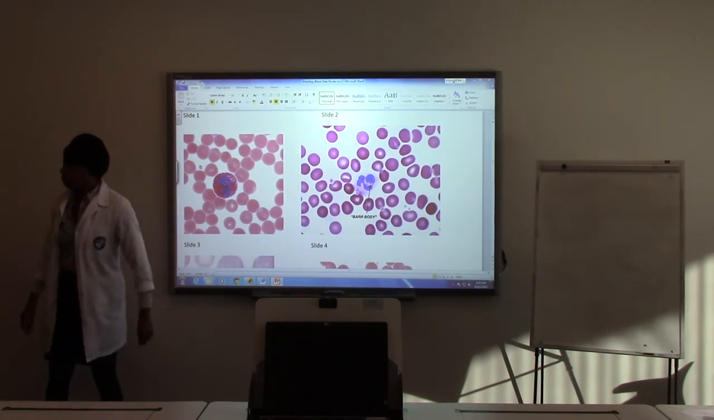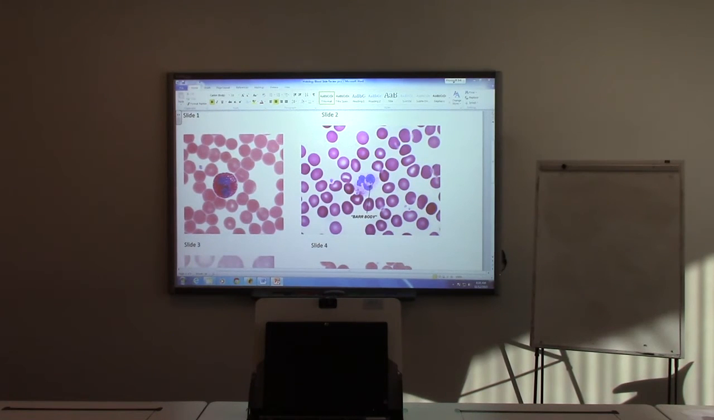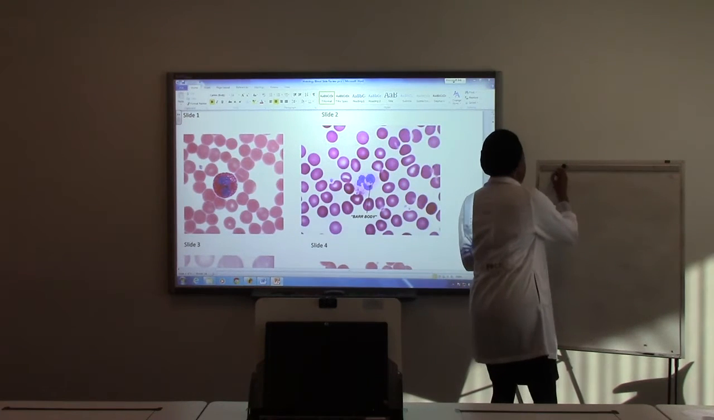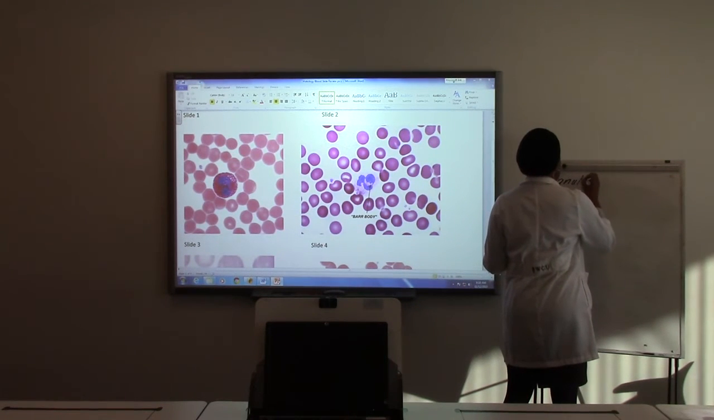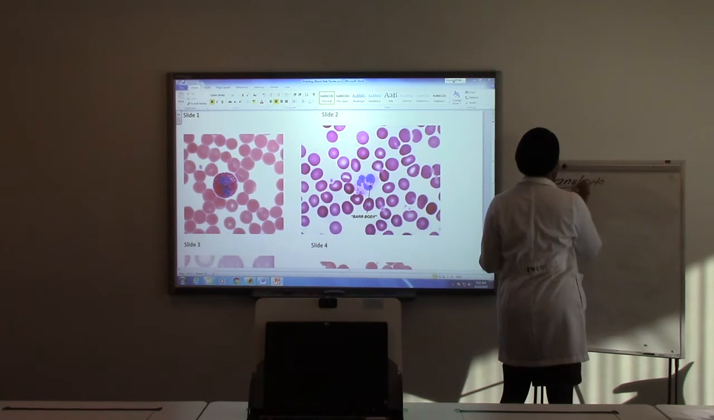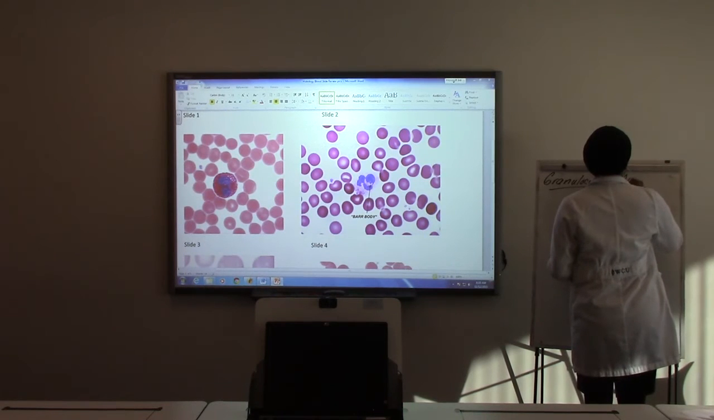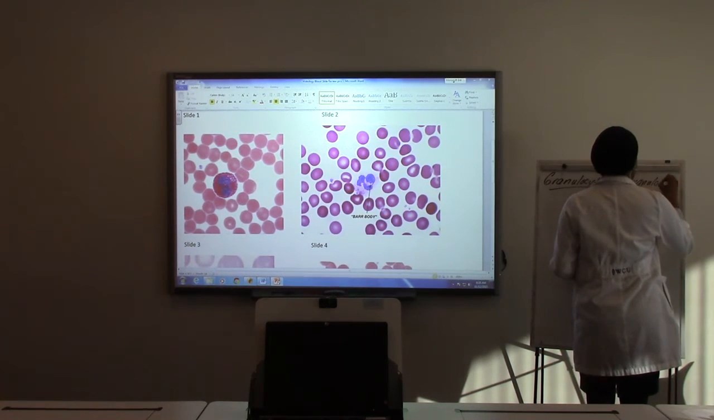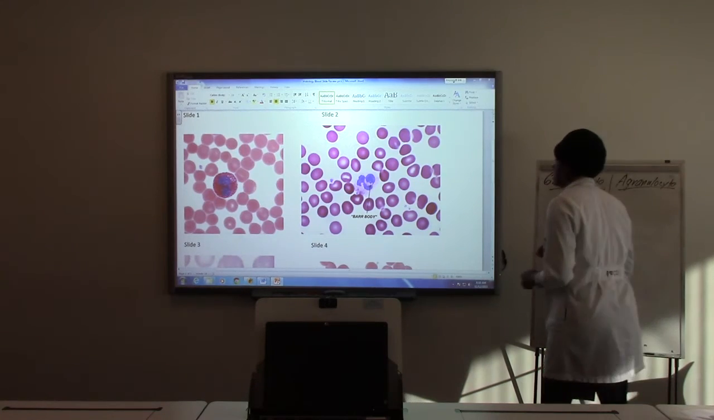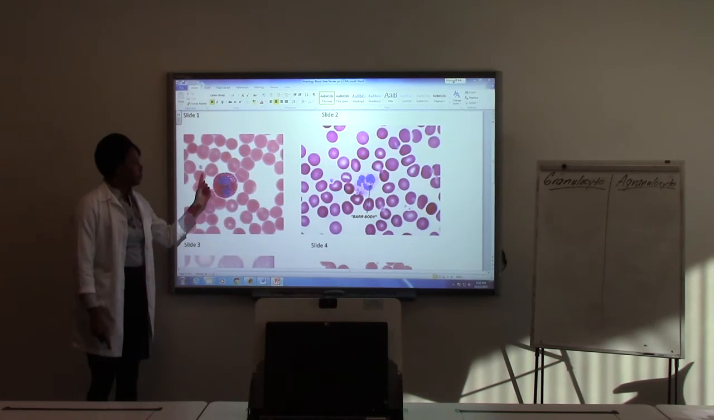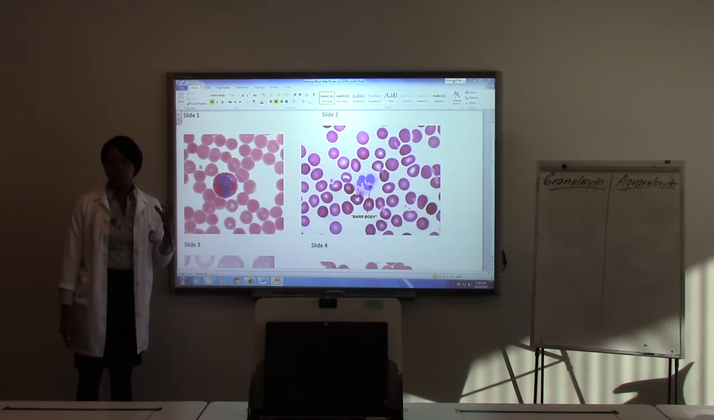So the first cell, if you guys can describe to me, what is in the cytoplasm? Granulars, very good. This is granulated. And the color of the granulars are what? Red. Very good. And how would you describe the nucleus? Yes, the nucleus is bilobed, and it is stained purple. Okay, so this particular cell has red granulars in the cytoplasm and a nice purple bilobed nucleus.